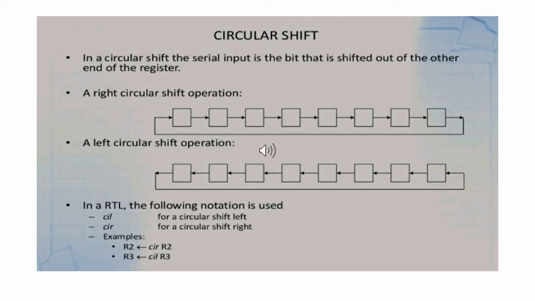Circular shift. In a circular shift, the serial input is the bit that is shifted out of the other end of the register. Right circular shift operation. The left circular shift operation. In a circular shift, the following notation is used to circular shift left, circular shift right. Example: R2 is circular right 2, R3 is circular right 3.